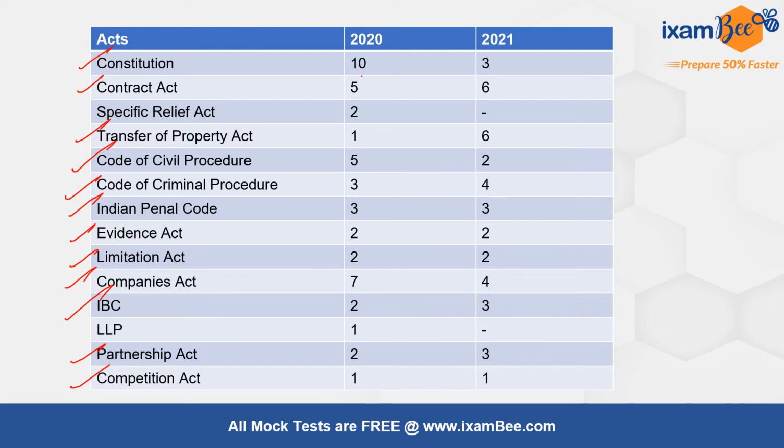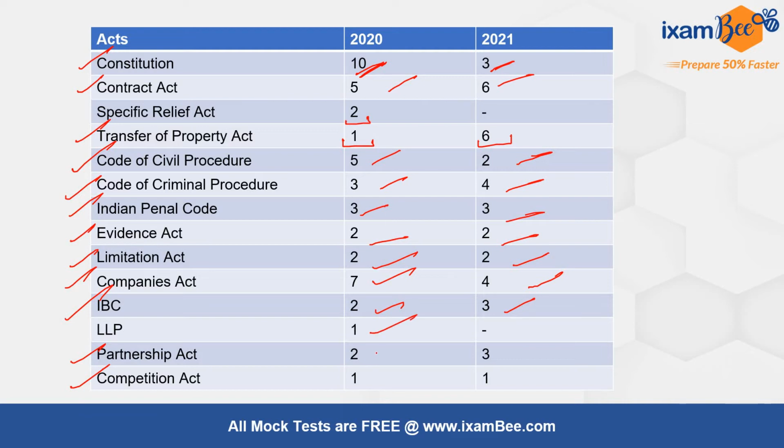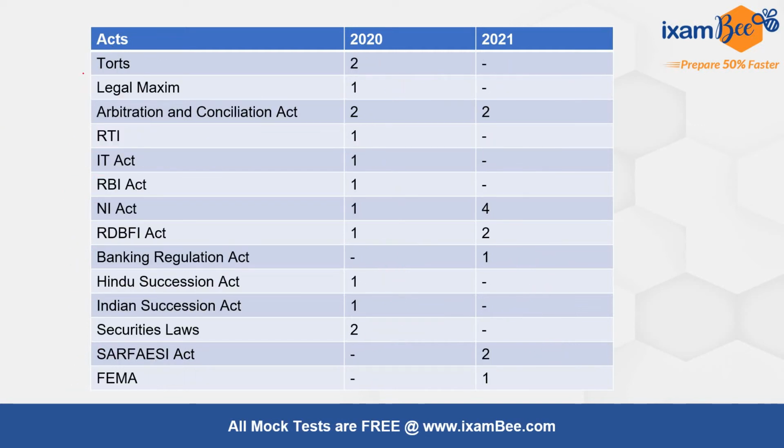In 2020 from Constitution there were 10 questions, in 2021 3. In contract 5 and 6. Specific Relief Act was present in the 2020 paper, with 2 questions. From Transfer of Property Act 1 in 2020, 6 in 2021. CPC 5 and 2, CrPC 3 and 4, IPC 3 and 3, Evidence 2 and 2, Limitation 2 and 2, Companies Act 7 and 4, IBC 2 and 3, LLP 1, Partnership Act 2 in 2020, 3 in 2021, Competition 1 each. Then from Torts and Legal Maxims there were questions in 2020.